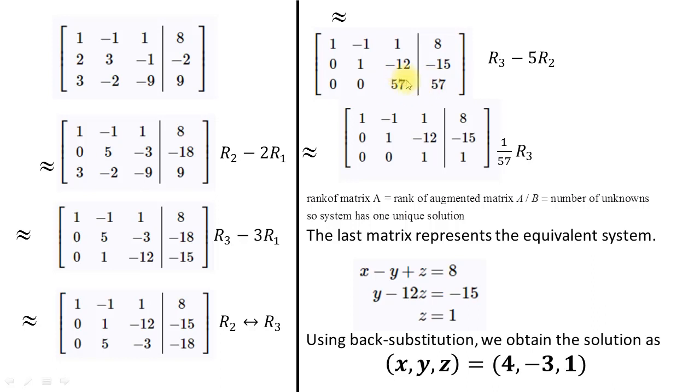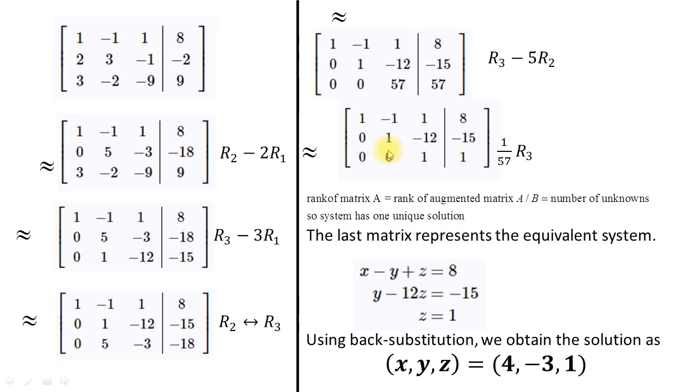Now for the echelon form, this entry will be 1. So multiplying this third row by 1 over 27, we obtain 0, 0, 1 and 1. So dear students, this is the echelon form of this augmented matrix. Now note here, the rank of this matrix A is 3. There are 3 non-zero rows.